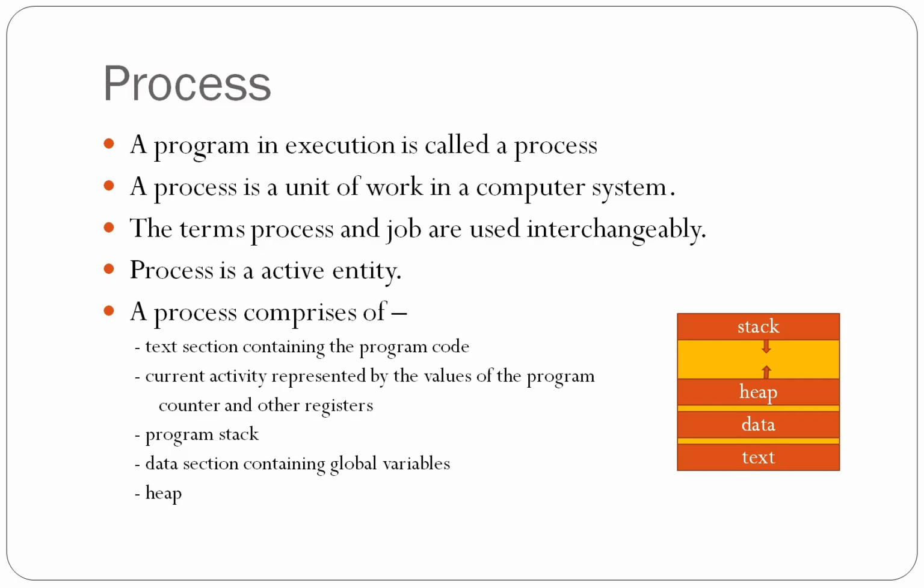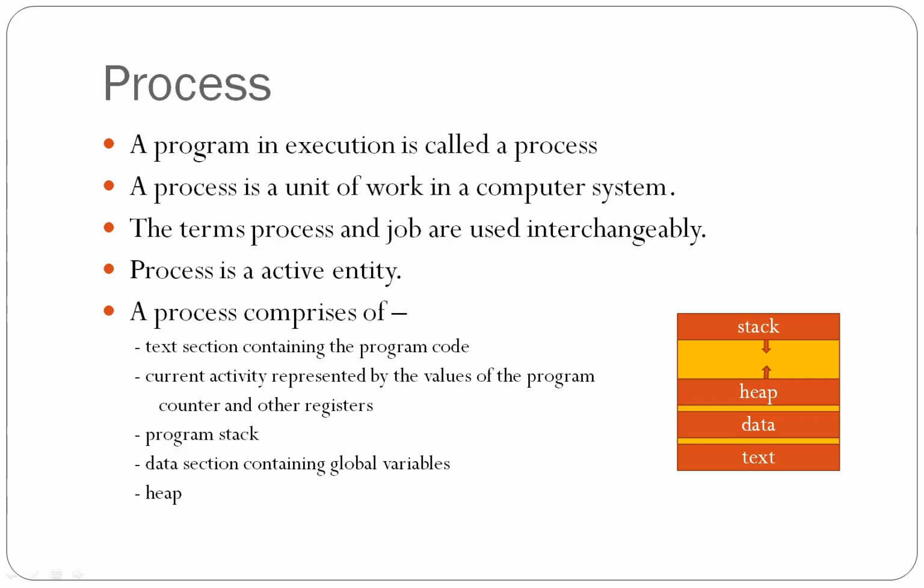The first topic is what is process. So process is a program under execution. When a program loads into the CPU or when a program is allocated the CPU, then the program is known as process. So process is an active entity and in every computer the work is measured by the process. So process is a unit of work and process and job are used interchangeably.